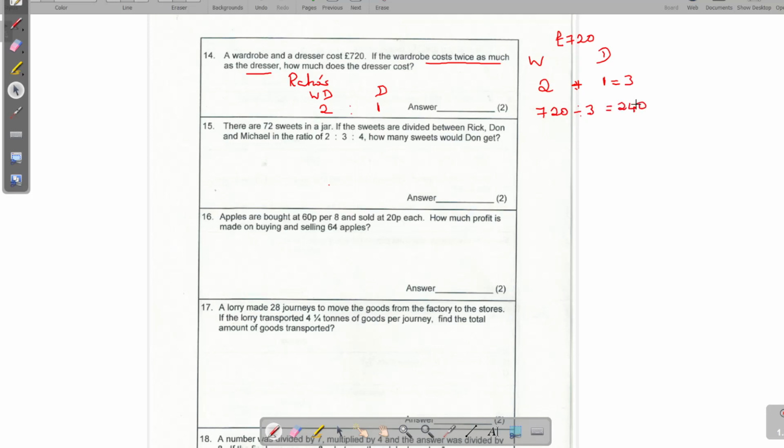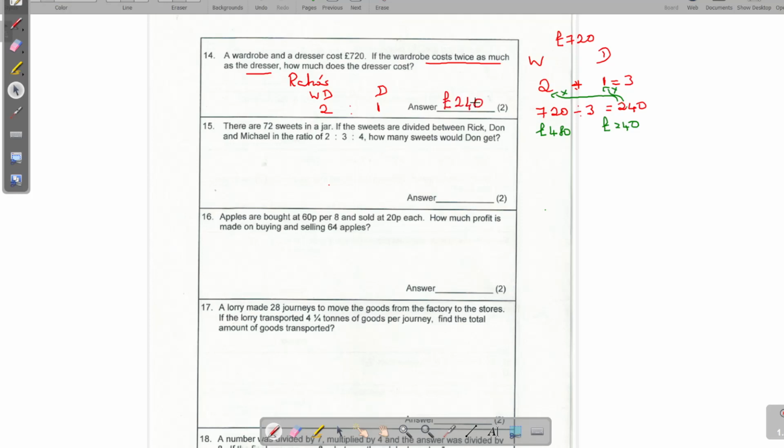You get 240. Then we multiply the ratios to get the actual cost of each. So the wardrobe will be 240 times 2, which is 480 pounds. The dresser will be 240 times 1, which is 240 pounds. The question is asking how much does the dresser cost? So the dresser costs 240 pounds.